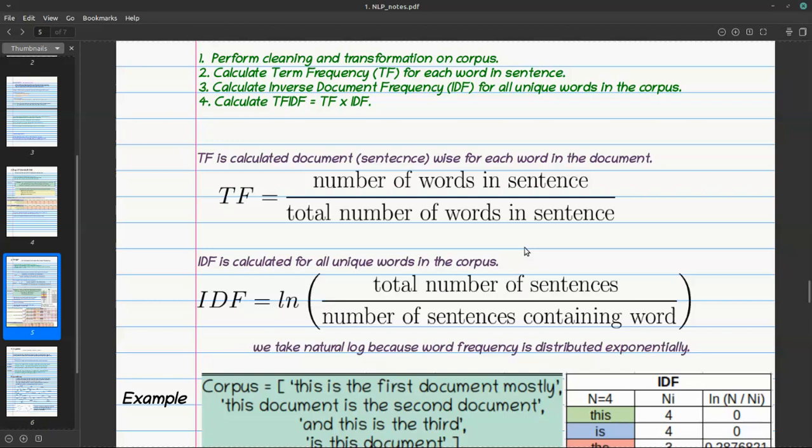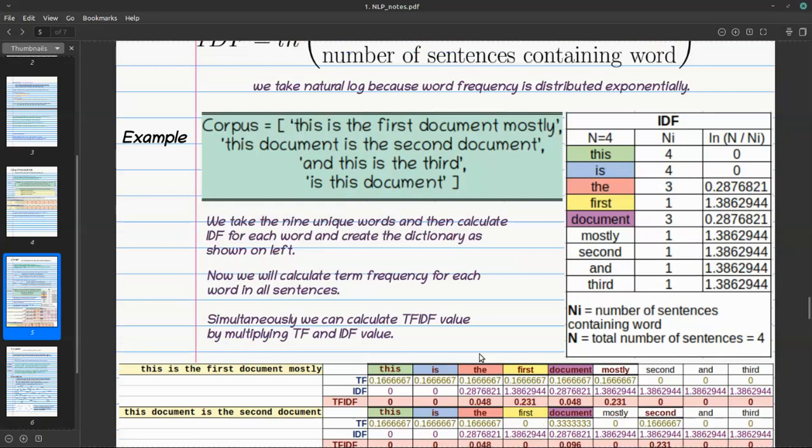Global means corpus level, the whole data. So what is IDF looking for? It's nothing but inverse document frequency. It is the reverse of frequency. So what is frequency? Frequency is nothing but the number of times something is happening divided by the total.